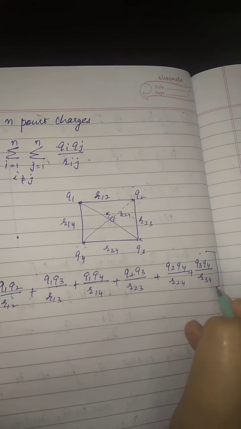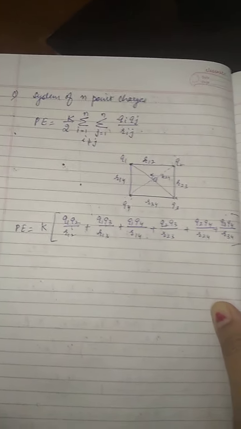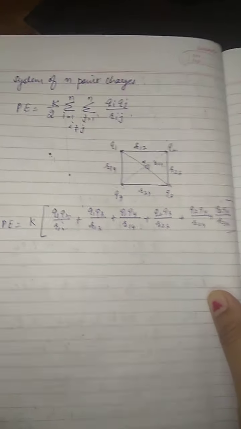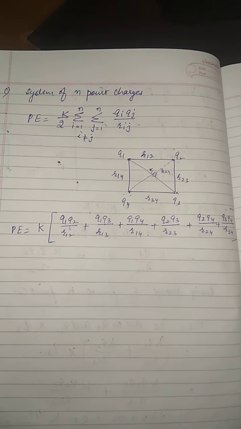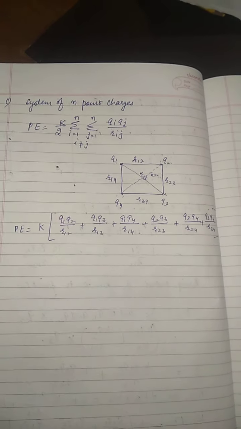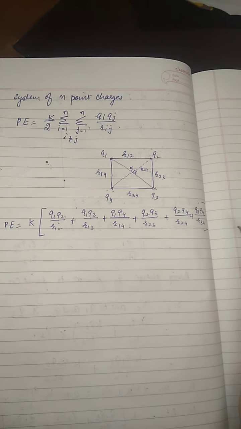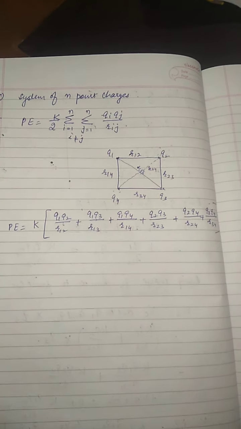So this is the way you can write down all the terms of the potential energy. This formula you can use for the 4 point charges of the system. So this is the total potential energy when the 4 point charges are present in the system. And if more number of point charges are there, similarly you can consider all the combinations of the charges. So that's all for today. Thank you.